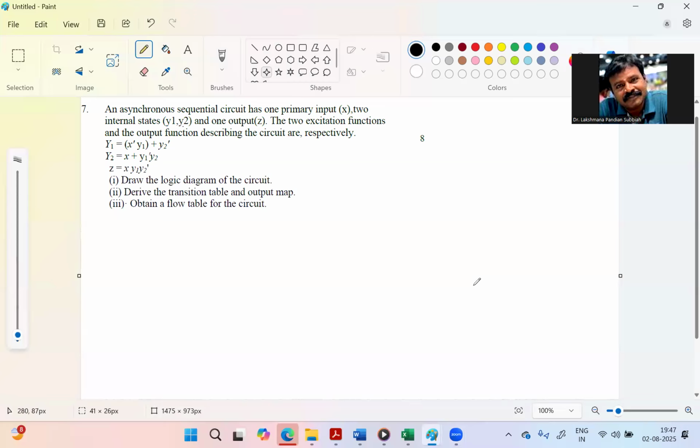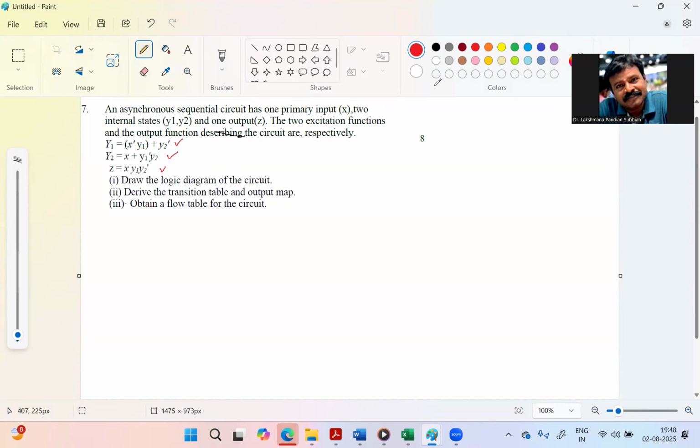The internal states are the secondary variables y1, y2, and there is one output, Z. Then two excitation functions and one output function describe the circuit. Here we have the two excitation functions, Y1 and Y2, and one output function.